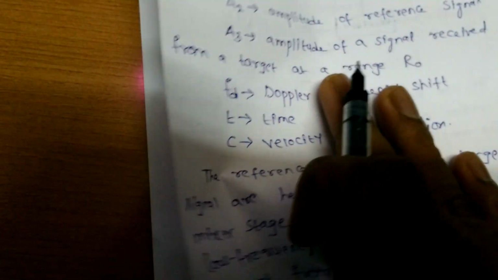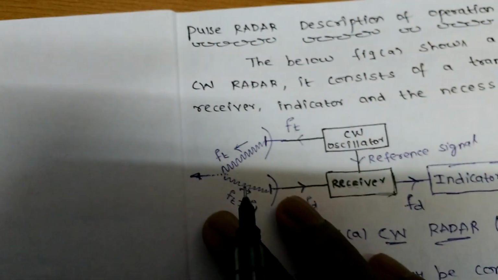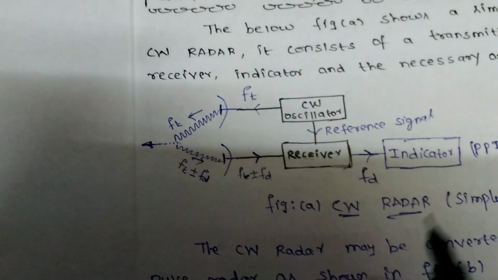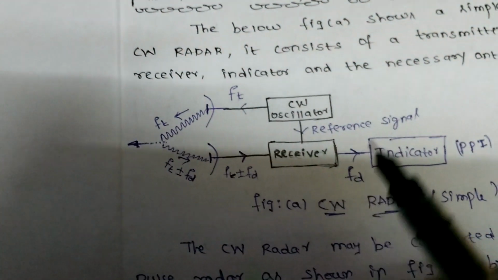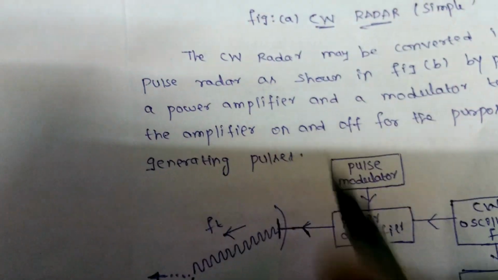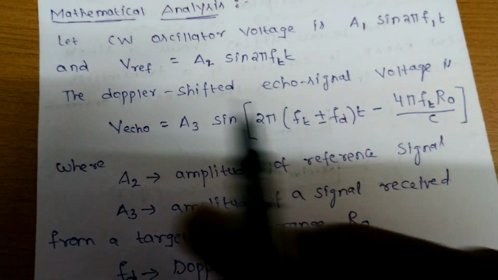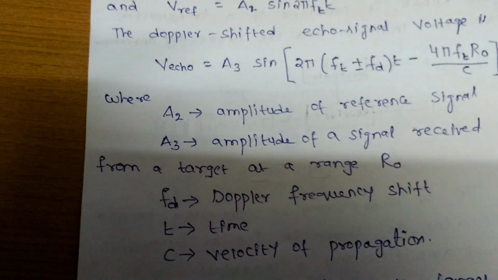Is it clear? This is a mathematical analysis. I think it is very helpful to you. For the next topics, concentrate on this mathematical analysis. Is it clear? What is the main intention in the mathematical analysis?